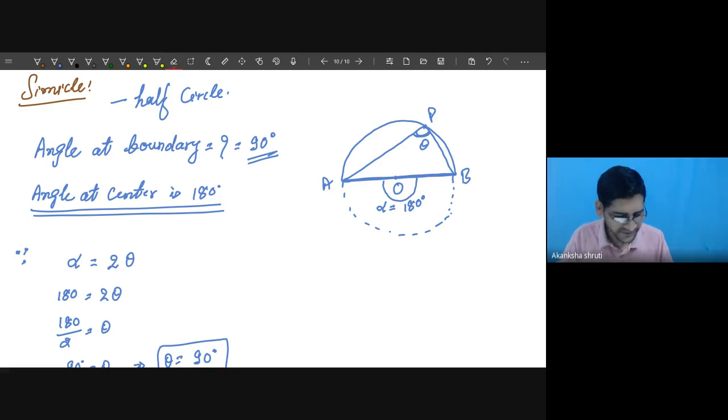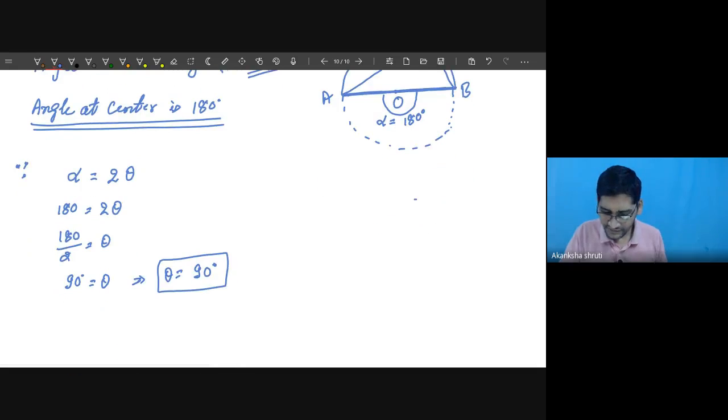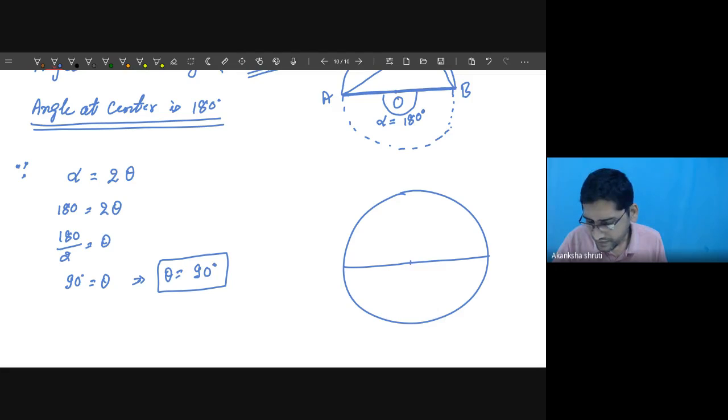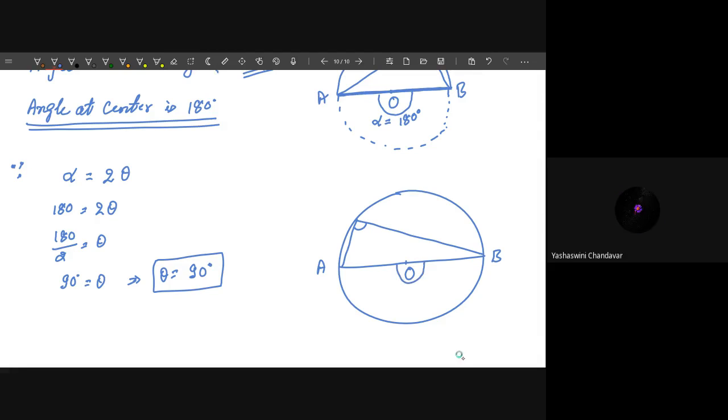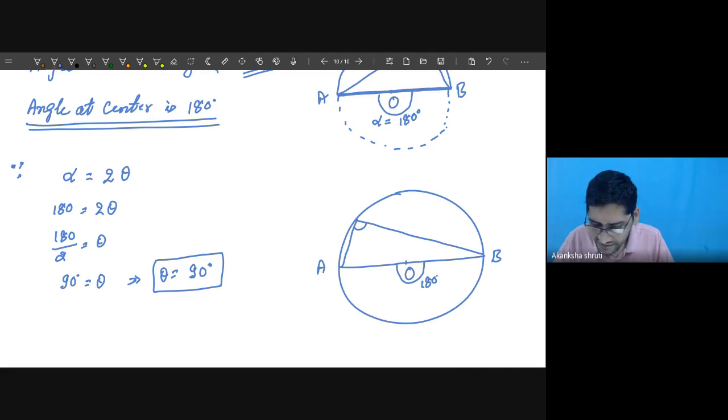So we can quickly put it like this. If we draw a circle with diameter AB, student, what will be this angle? 90. Yeah, this angle is 180 degree, so half of this is 90 degree. You draw anywhere. Consider this point as P. What will be this angle?